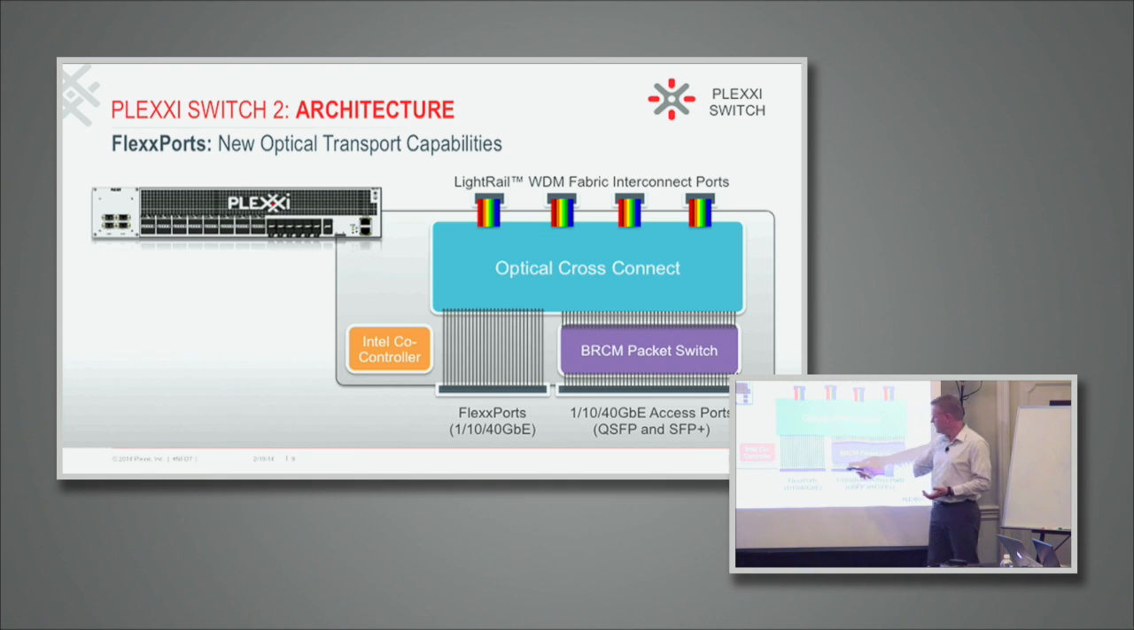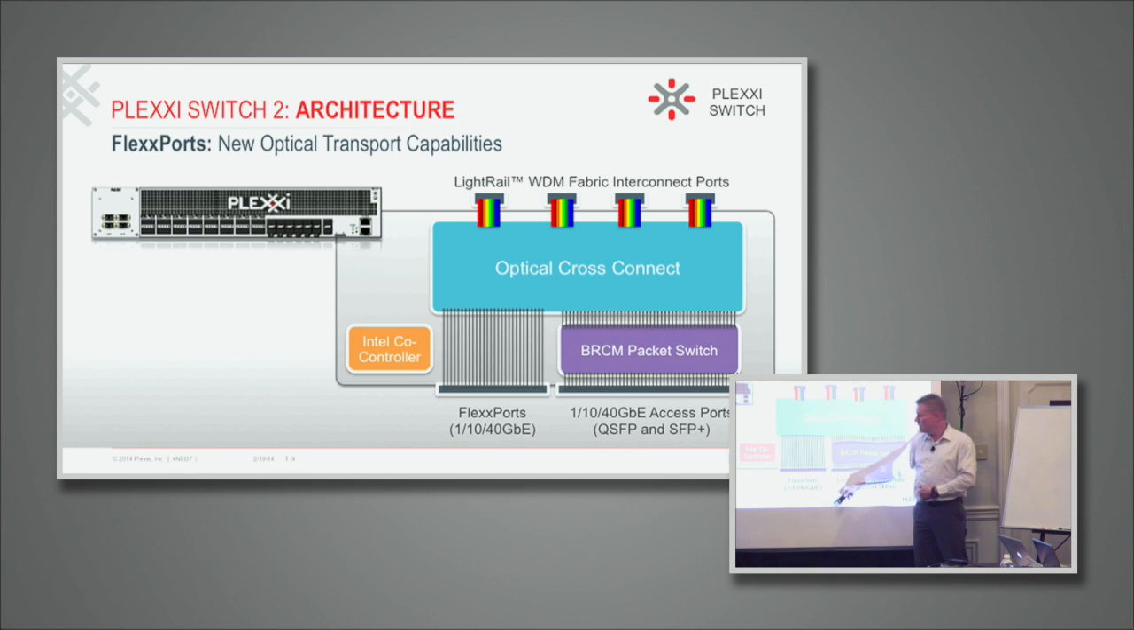The only thing that's fixed is these 48 10 GbE equivalents here at the bottom, the access ports. Those are the ones that are fixed. Everything else we can change. We can decide to take connectivity or bandwidth away from our light rail ports and spit them out the front. We can decide to take connectivity that comes in one of these ports, switch it across our optical cross connect and out a light rail port without ever touching the Trident 2.